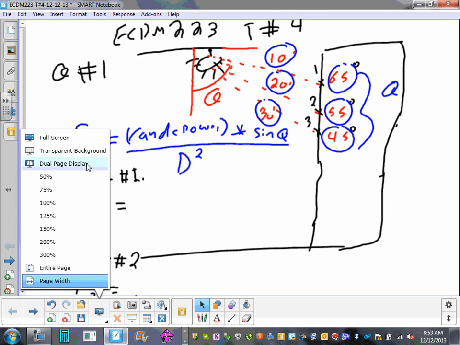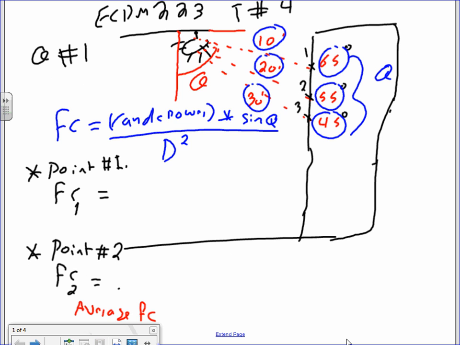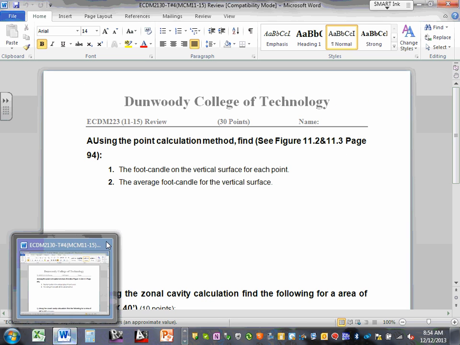So, review for test number 4: the vertical lighting calculation, guys. You have the stuff with you, right? The information. I thought I did have one here. So this is what I gave you guys.